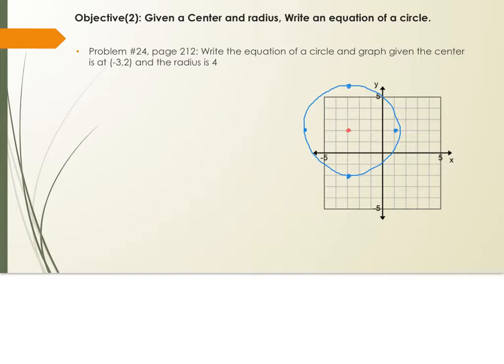Well, we're close. Now we're going to at least write the equation correctly. So now I will go ahead and put it in standard form. So it's going to be (x + 3)² + (y − 2)² = 16. So that concludes this particular problem.